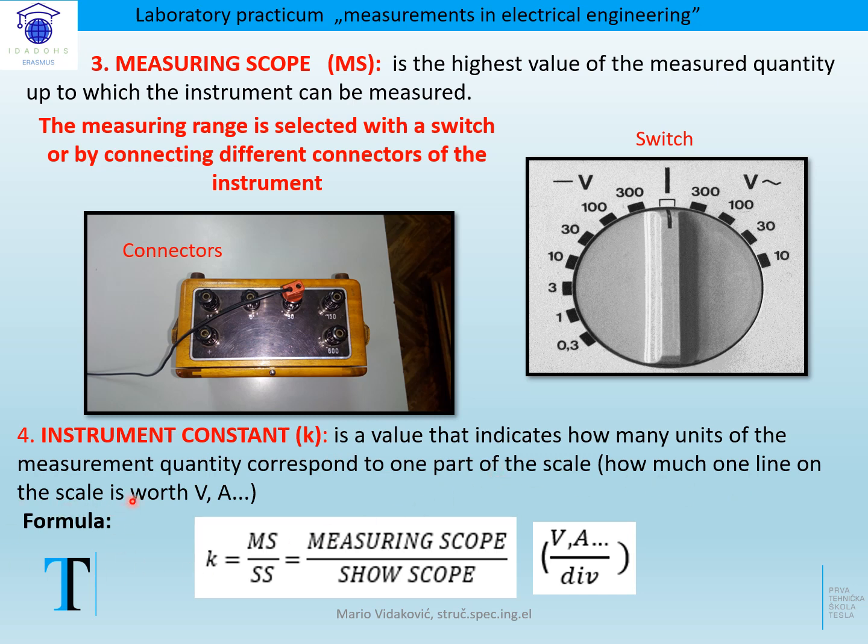The formula to calculate the constant is MS divided by SS. Measuring scope divided by scale scope, because MS is the biggest value which we can measure with the instrument, divided by the number of dashes, to find out how much one line on the scale is worth in volts, amperes, and other measuring quantities.